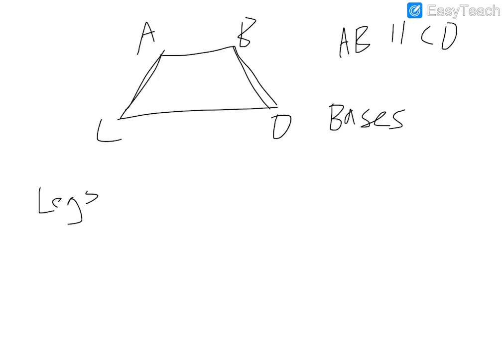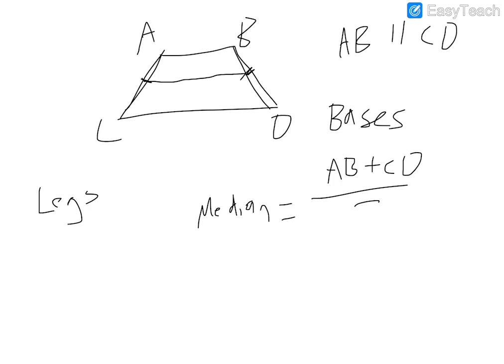And then the distance between the bases of the trapezoid, from here to here, is known as the height or the altitude. And the segment which connects the midpoints of the legs, so let's say this is halfway on this leg, this is halfway on this leg, the segment that connects it is known as the median. And the length of the median is the average of the two bases, so that would be AB plus CD divided by 2.